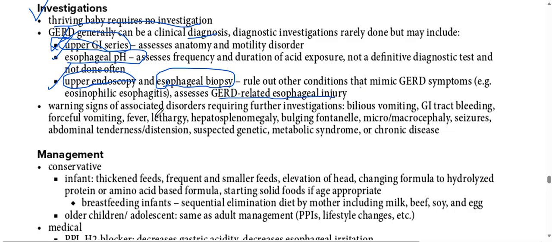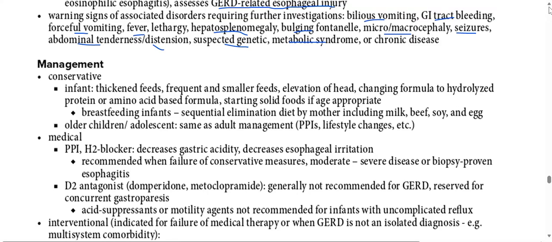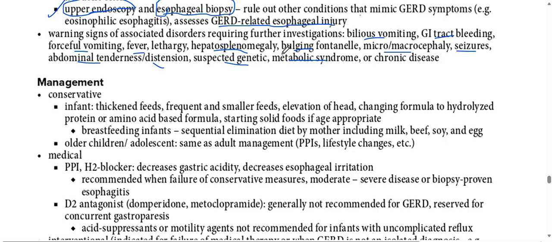Warning signs of associated disorders requiring further workup: bilious vomiting is a warning sign, GI tract bleeding, forceful vomiting, retching, fever, lethargy, liver or spleen enlargement, bulging fontanelles, microcephaly, macrocephaly, seizures, abdominal tenderness or distension, suspected genetic and metabolic syndrome or chronic disease. These are all various red flags in GERD. If any such thing happens, we have to treat immediately. We have to take it seriously.